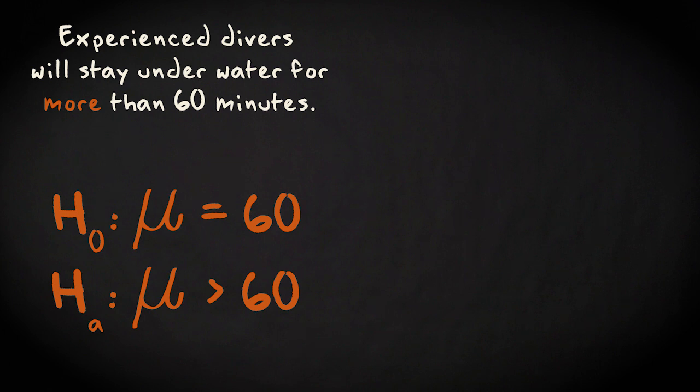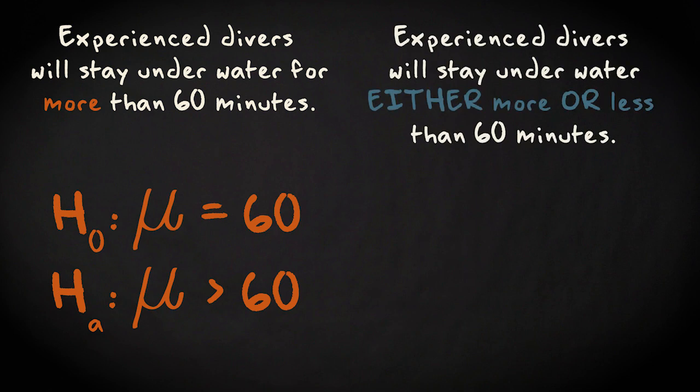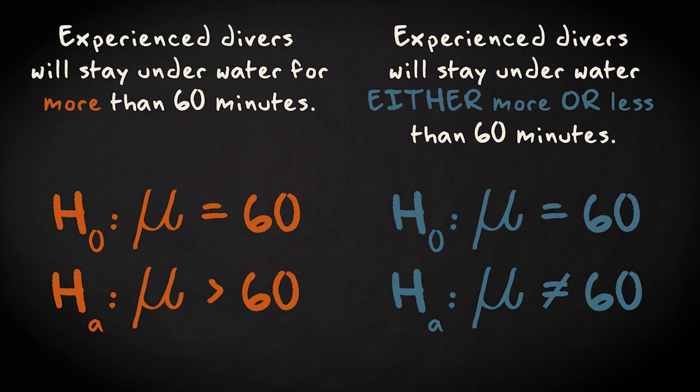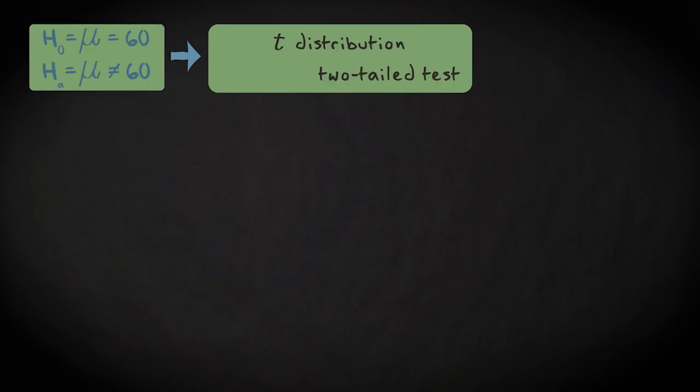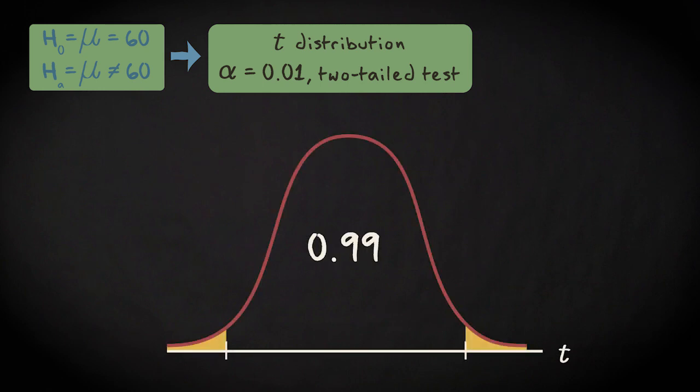What if our expectation is not that experienced divers who dive with an average tank at an average depth stay underwater more than 60 minutes, but that they stay underwater either more or less than 60 minutes? Our alternative hypothesis then becomes mu is not 60. Now we have to do a two-tail test. Say we set a significance level at 0.01. Our sampling distribution then looks like this.